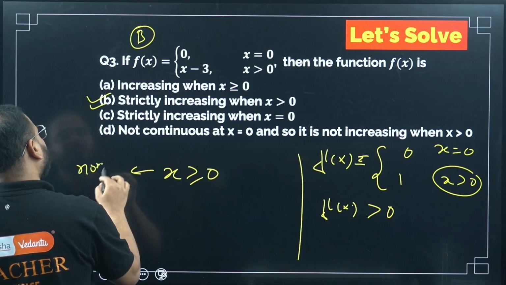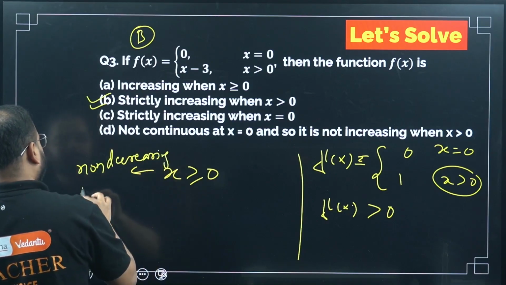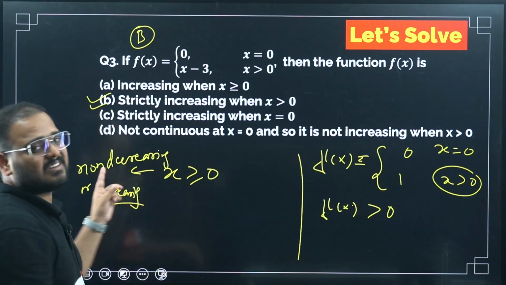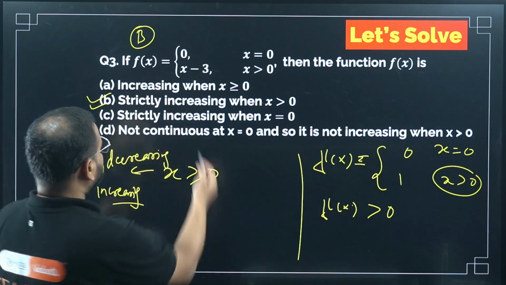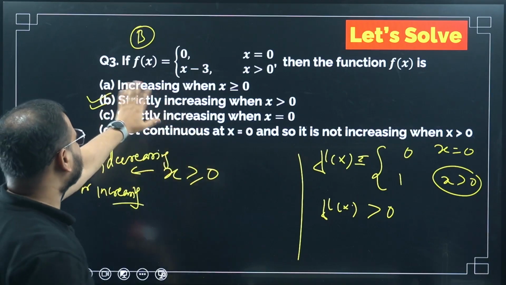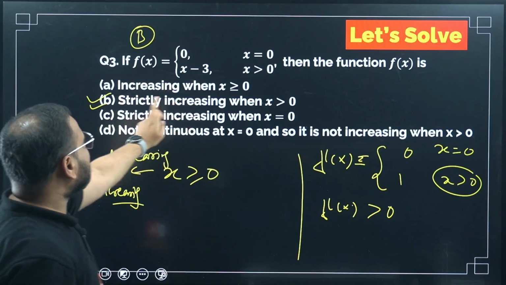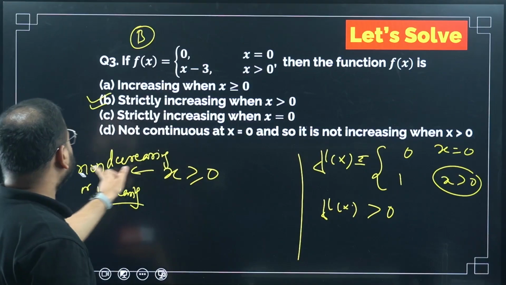Either say non-decreasing or just increasing. I cannot say strictly increasing. There is no option like this. Okay, even this is true then. But this is not the definition. Even increasing is true, but we are better to write non-decreasing. So option B is the better answer, strictly increasing when x is greater than 0. Okay, moving ahead. This is not required.